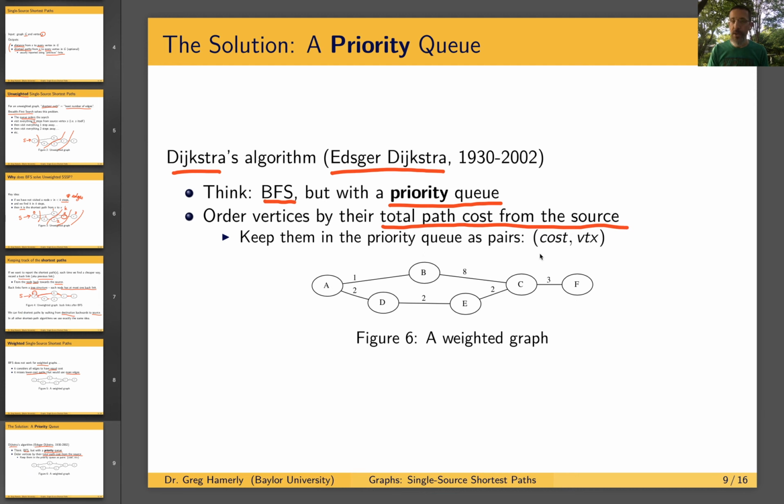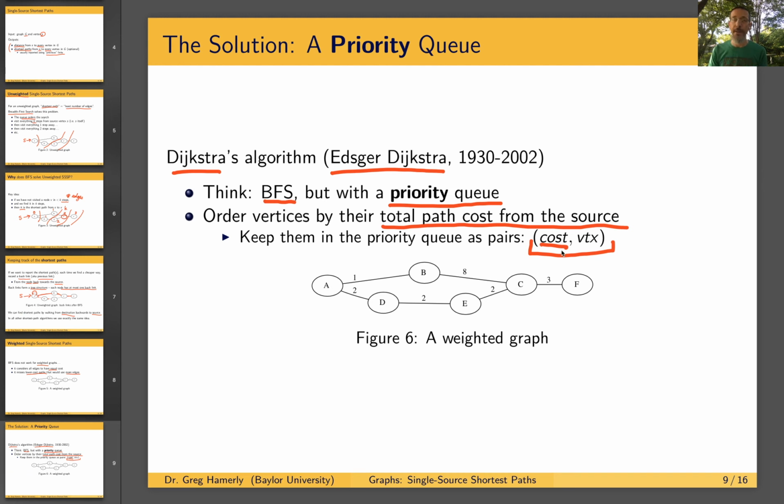So when we store things in the priority queue, we're going to store actually pairs. When we talked about breadth first search, we just stored in that queue just the vertex itself, or at least we could get by with that. In this priority queue, we don't want to order things by when we put them in. We don't want to order them by the vertices themselves. We want to order them by the total path cost from the source. So that has to be a part of what we're using to order the priority queue, so it has to be part of the element that we're storing in the priority queue.